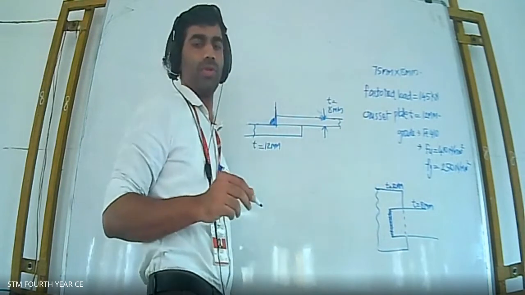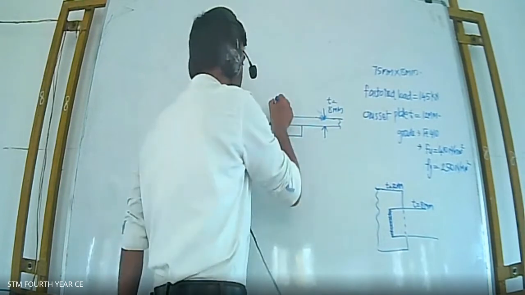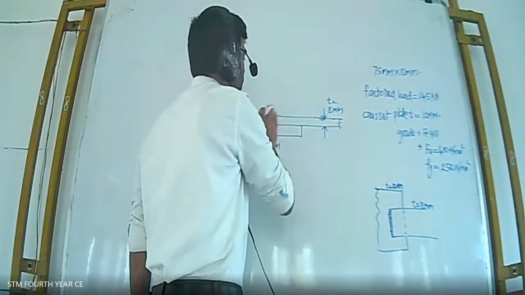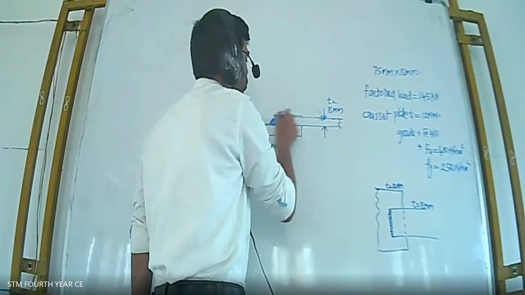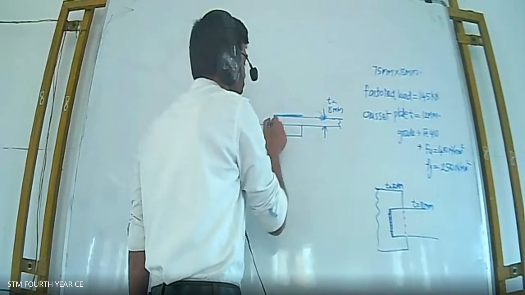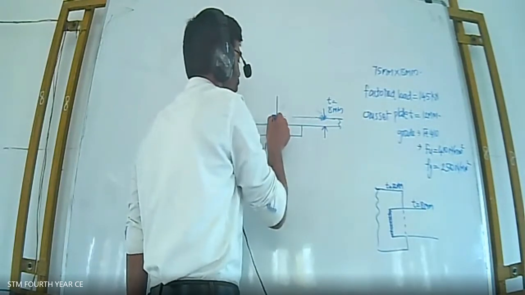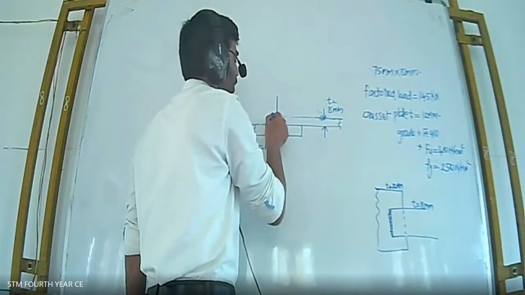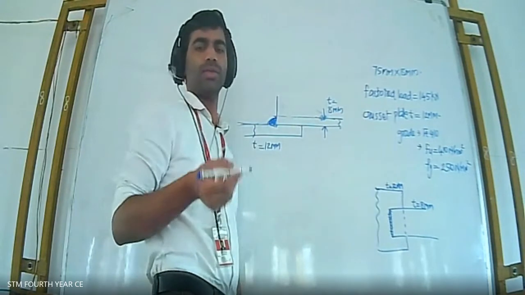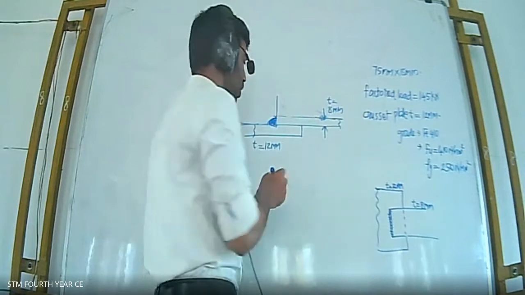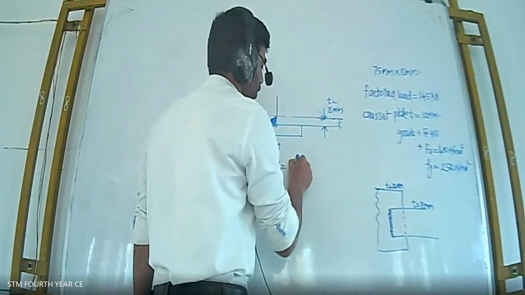You should take these two as the fusion faces, and you should not take these two as the fusion faces. Because the welding is provided here. So what is the angle between the fusion faces? The angle between the fusion faces, alpha, is equal to 90 degrees.